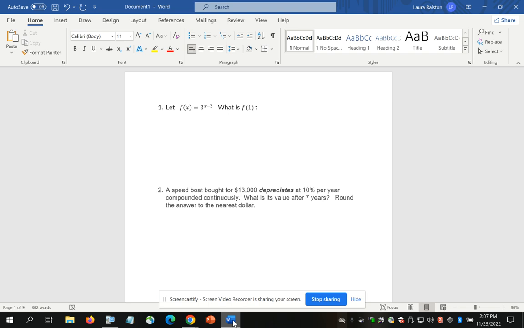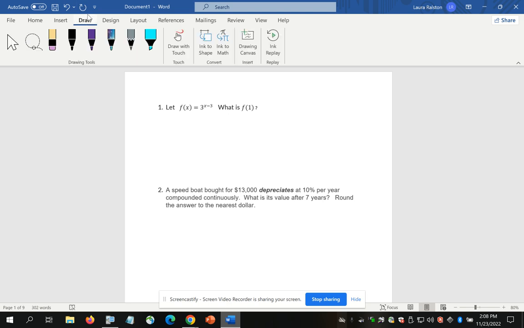Question 1 says let f of x equal 3 to the x minus 3. What is f of 1? Basically, it's a substitution problem. You're definitely going to want to have a calculator nearby when you are working on the review and taking the test. So this is a straight out plug and chug problem.